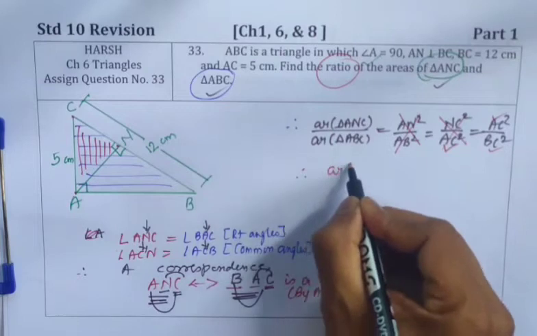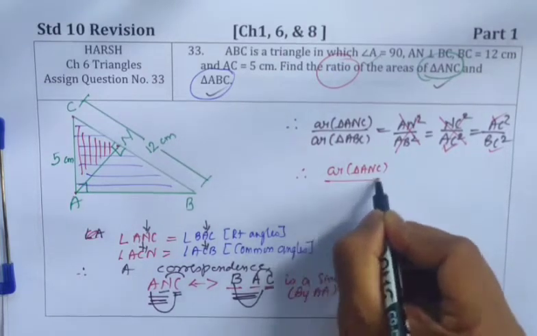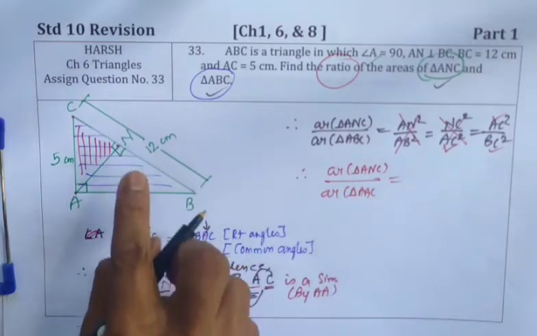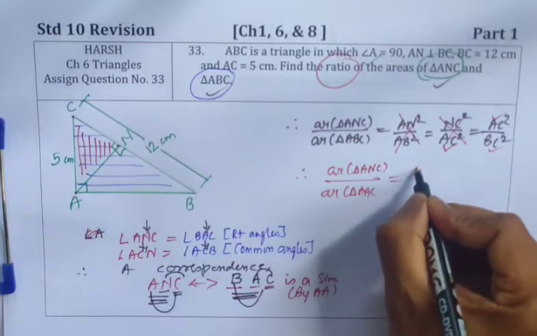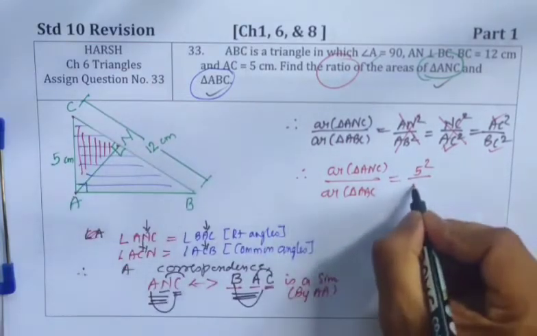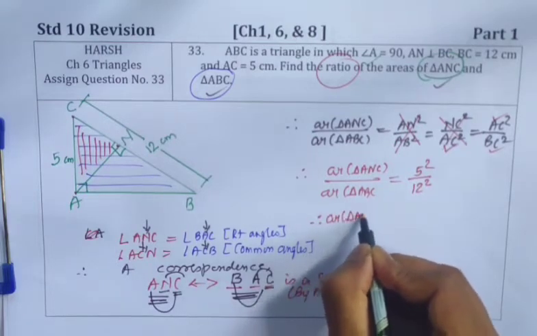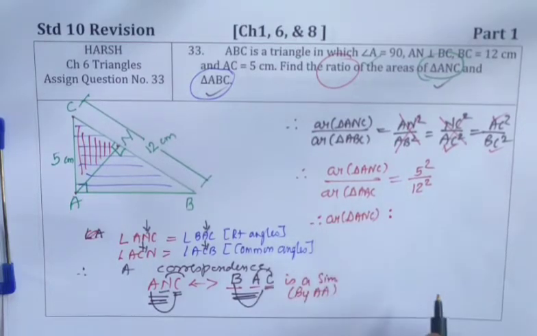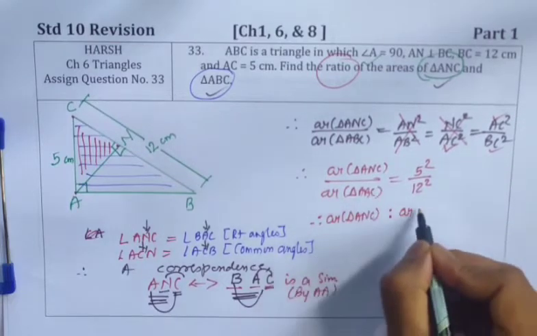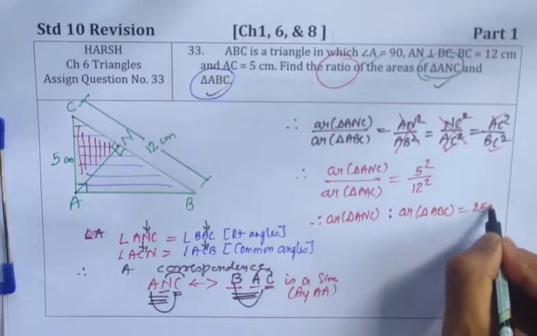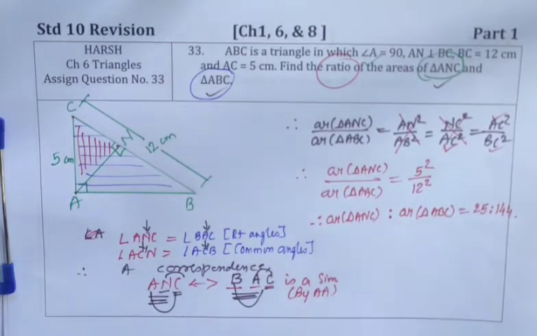Therefore, area of triangle ANC upon area of triangle ABC is equal to, what is AC? It is 5, so 5 square. What is BC? That is 12, so BC square will be 12 square. Therefore, area of triangle ANC, since it is in the ratio form, I am going to write that area of triangle ABC is equal to square of 5 is 25 is to 144. Got it, Harsh? Good. Okay. So, we move on to your next difficulty.